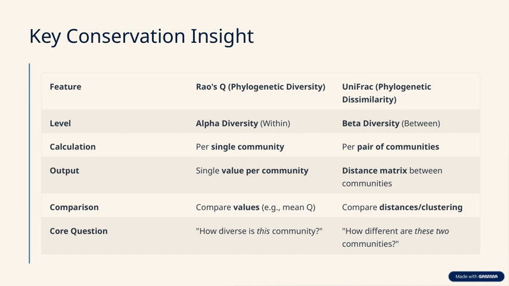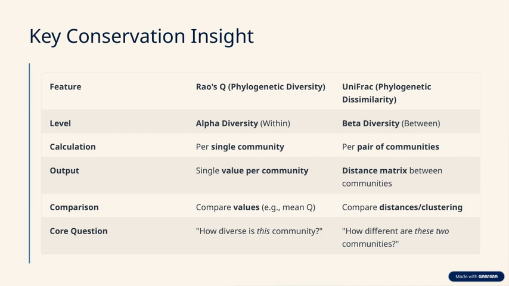Now, these features are evaluated at different levels. Alpha diversity looks at the diversity within a single community, giving us a snapshot of its internal complexity. Beta diversity, on the other hand, compares two communities to see how they differ from each other. When it comes to calculation, RAW-Q is computed for each community individually, providing a single value that summarizes its diversity. UniFrac, however, produces a distance matrix when comparing pairs of communities, showing the dissimilarities between all pairs.